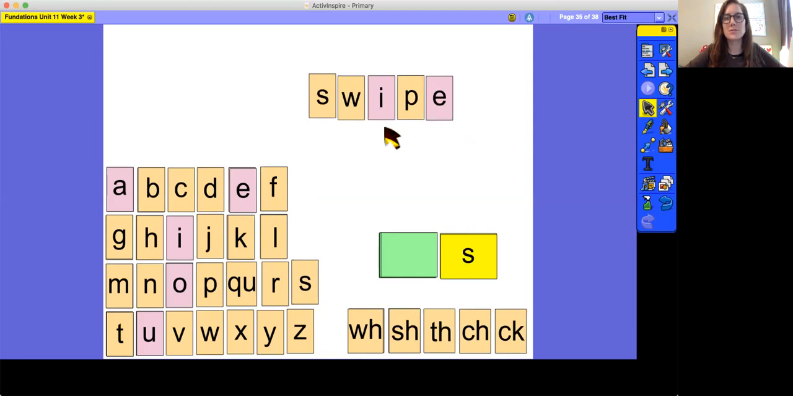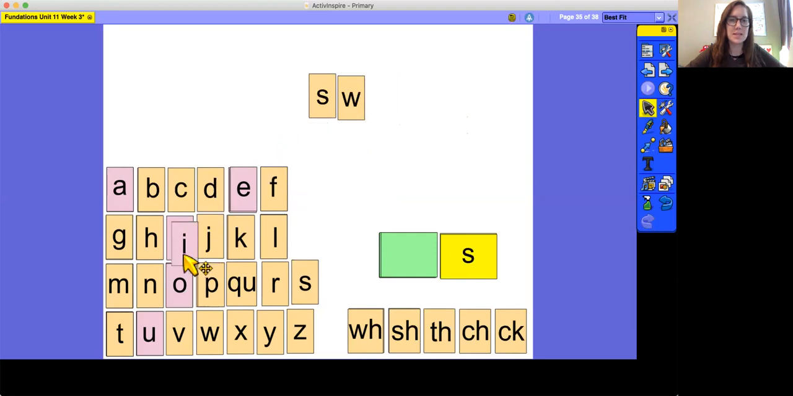So now this is a vowel consonant E syllable. The E is making the I say I. S-w-I-p. Swipe. Great job. So the E was silent. P says p. I says I. W says w. S says s.